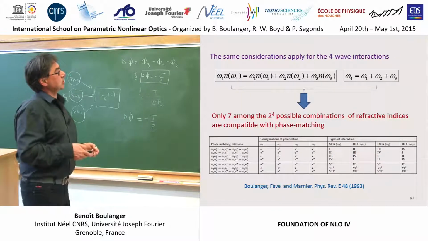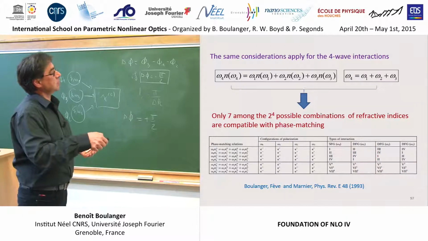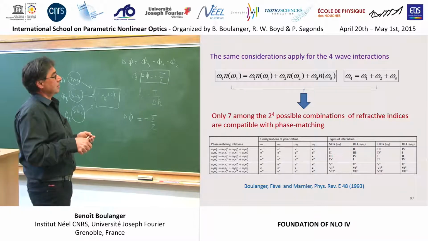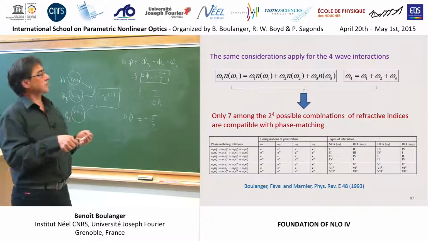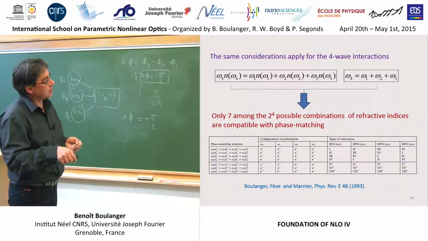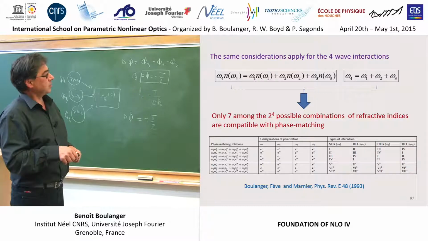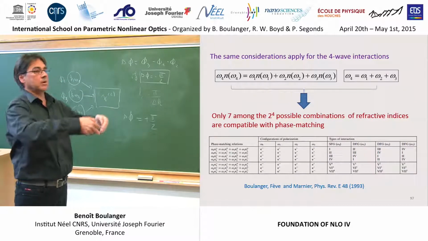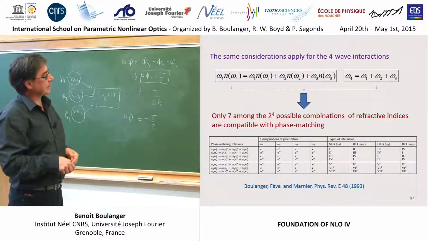Okay, the same consideration can be applied for 4-wave interactions. We consider the momentum conservation and the energy conservation, and we demonstrated that only 7 configurations of polarizations are compatible with phase matching among the 16 possible combinations of refractive indices. And we have also given a number for each type, with the same idea to keep type 1 when the 3 waves that are summed, or for which we have sum or difference frequency, are in the same polarization state.